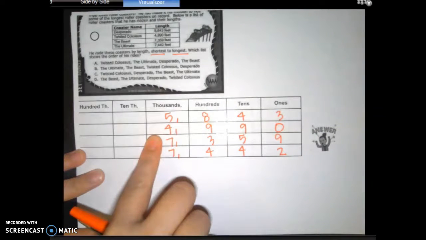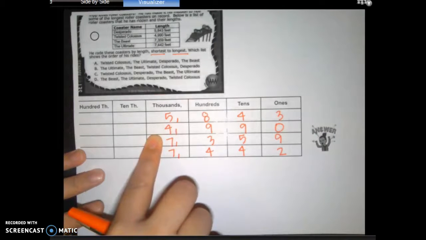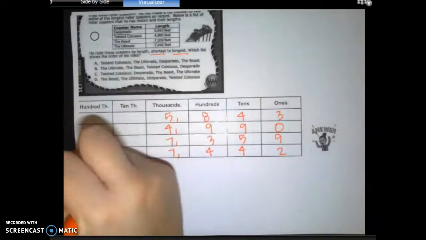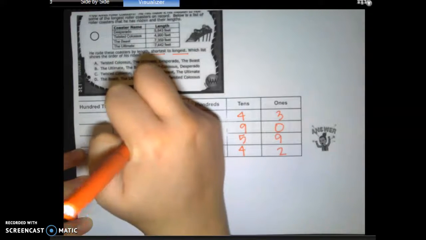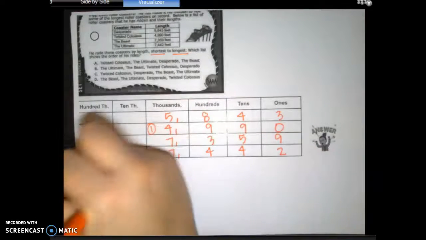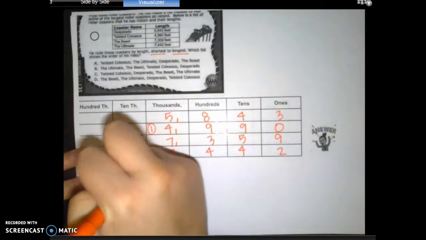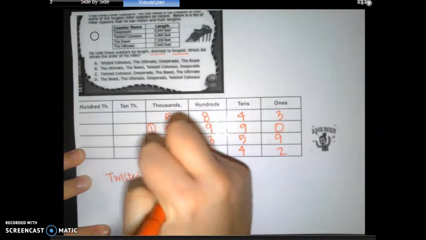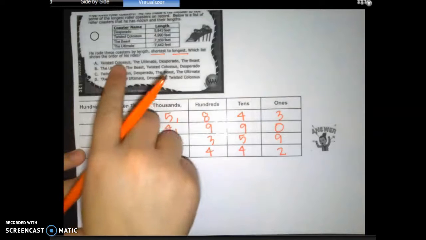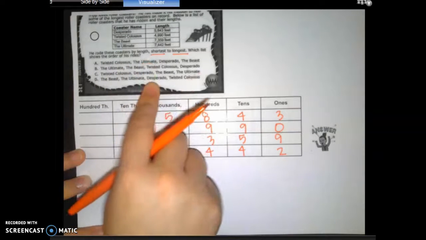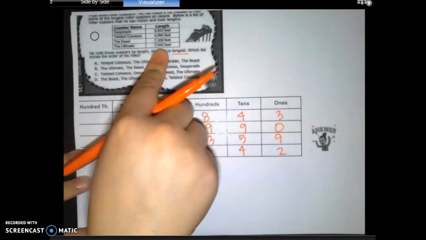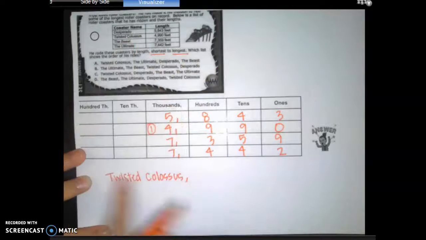My smallest number would be 4,990, and that belongs to Twisted Colossus. So I'm going to put a 1 here because that's the one that's going to go first. And then I'm going to write it on the side because I noticed that my answers have the roller coaster name, not the length of the ride. It's in the name, so I'm going to write that.